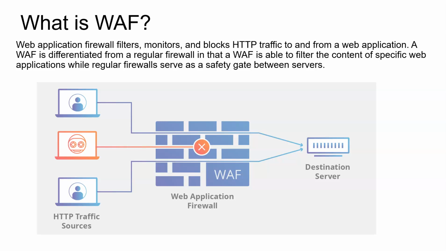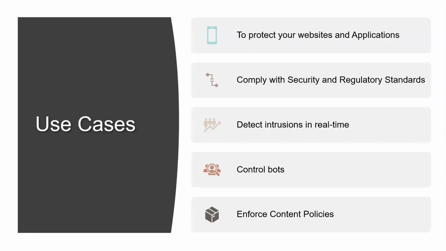Before jumping into the options available, let us first see the use cases. There are a number of use cases, as you have already seen. A web application firewall is basically to protect your websites and applications from various attacks, and also to comply with security and regulatory standards. You may be following PCI or GDPR or some other HIPAA based standards, then you should comply with those security and regulatory standards. So even to implement those things, you will need a web application firewall.